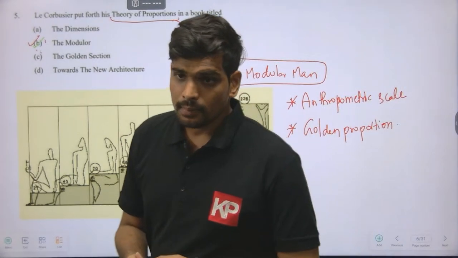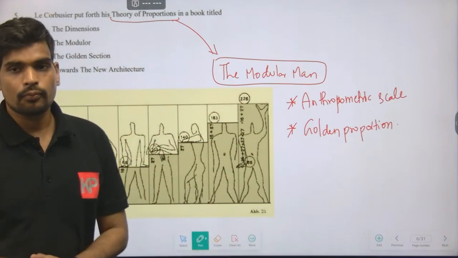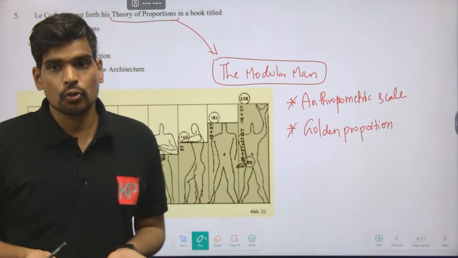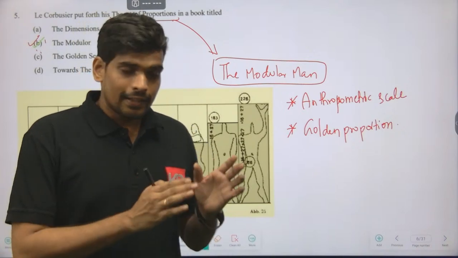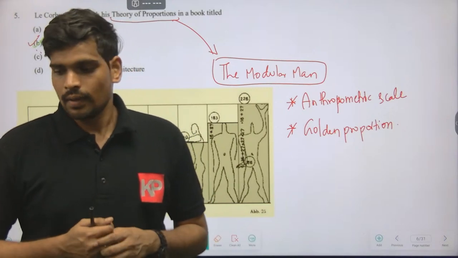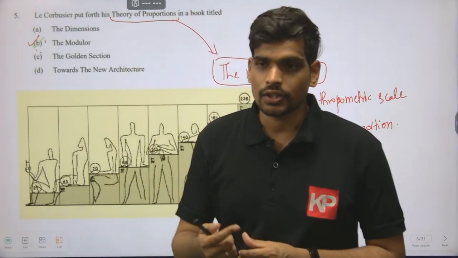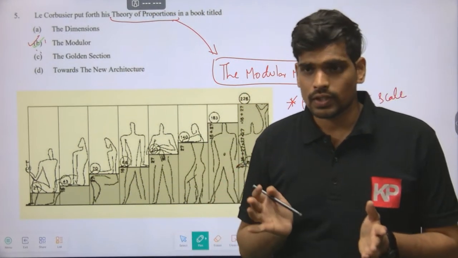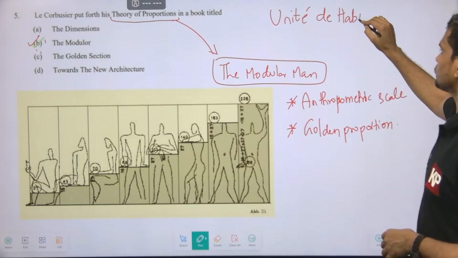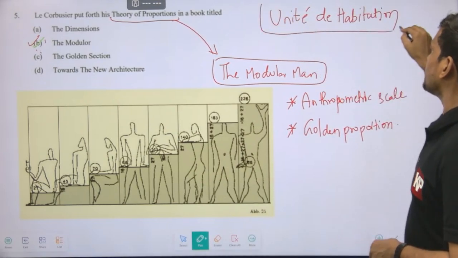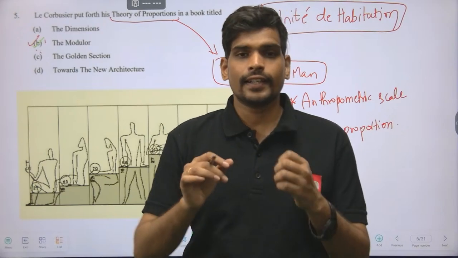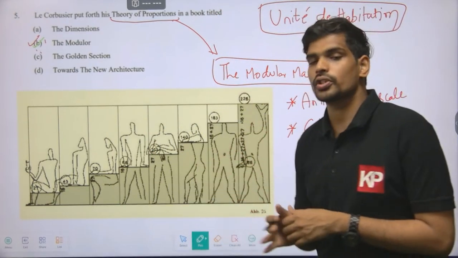So by combining the golden proportion and human proportions, Le Corbusier gave the concept of the modular man, a unifying measurement system which he felt architects should use. In fact, it would be interesting for you to know that Le Corbusier did not only give this theory, he also implemented it in his projects. One best example where he implemented this modular man proportioning system was the Unité d'Habitation. There are three or four buildings which Le Corbusier designed by the same name. It is a linear plan building, an elongated apartment building, where the size of the doors, windows, interiors, and exterior, everything was governed by the proportions of the modular man.